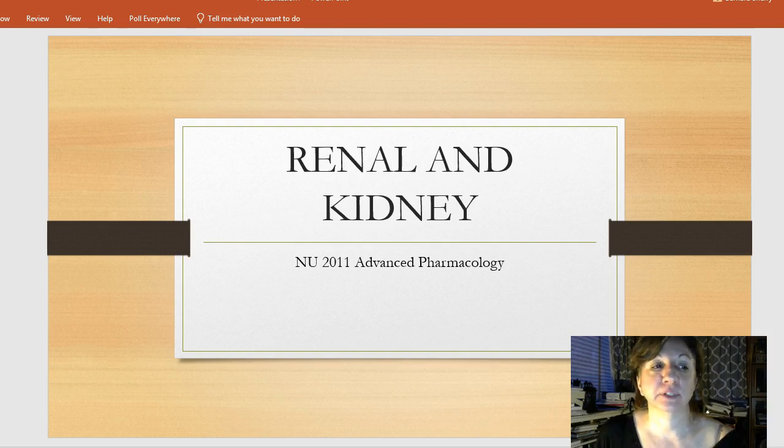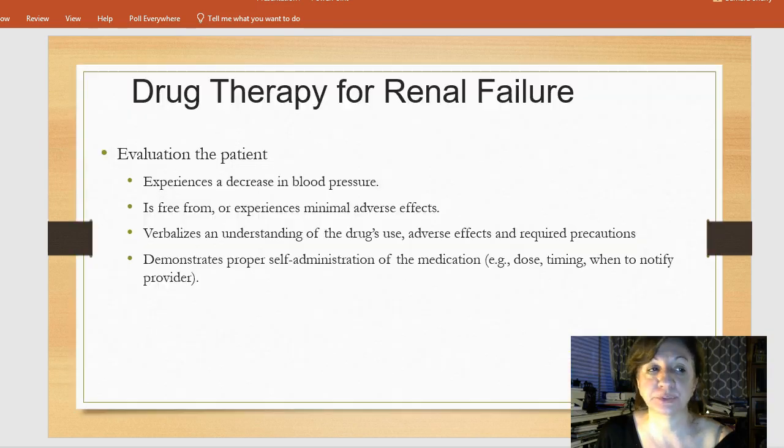Renal and kidney, we'll start off with a few things on the renal and kidney disorders. Renal failure, these are some questions that you can ask about evaluating your patient and some of the things that you can prepare for. For example, you want the patient to have a decrease in blood pressure, you want them to have minimal side effects and adverse effects when it comes to the drug therapy.